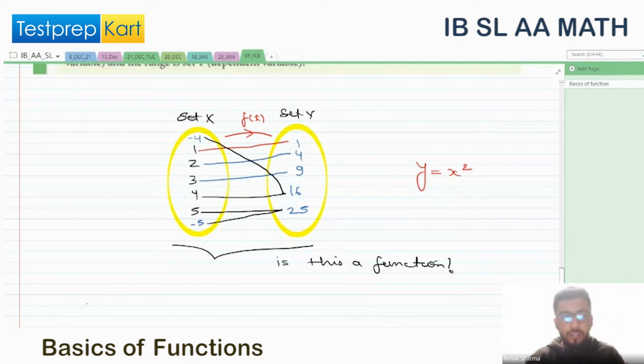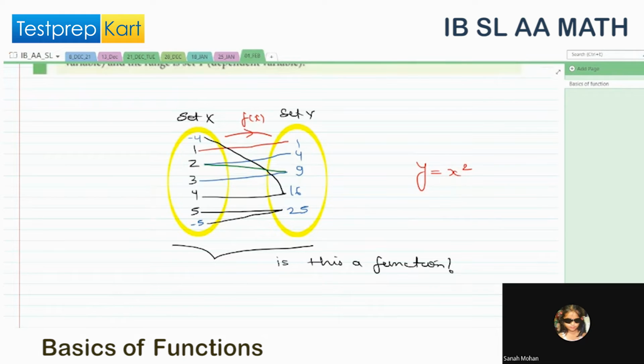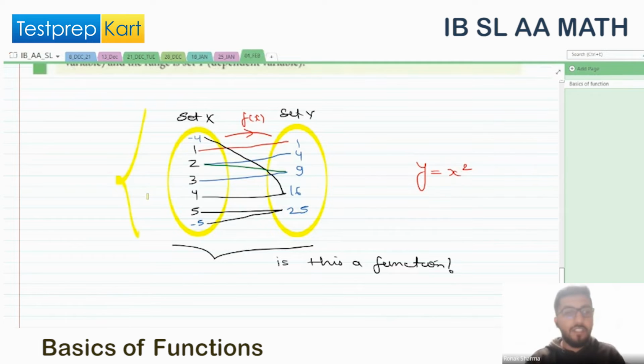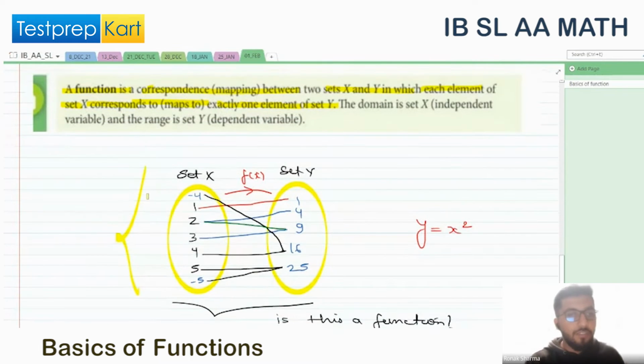Yes or no? If, let's say, by chance 2 was mapped to 9 also, then I would not have said that it is a function, because 2 is having 2 images or 2 mappings. It is not having a unique mapping. Getting my point? So I hope now the concept of function is clear to you. Okay. So note down this definition, and this example also.